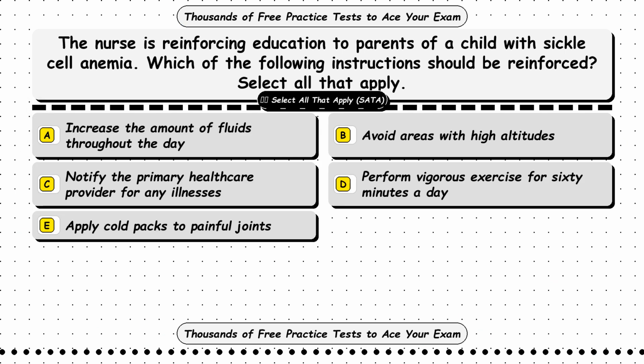Question 14. The nurse is reinforcing education to parents of a child with sickle cell anemia. Which of the following instructions should be reinforced? Select all that apply. Option A, increase the amount of fluids throughout the day. Option B, avoid areas with high altitudes. Option C, notify the primary healthcare provider for any illnesses. Option D, perform vigorous exercise for 60 minutes a day. Option E, apply cold packs to painful joints.